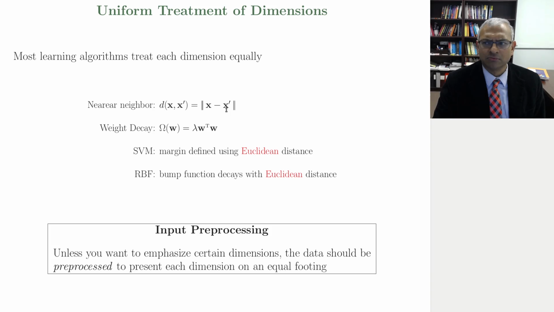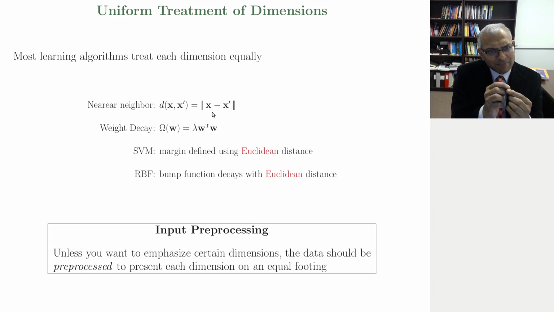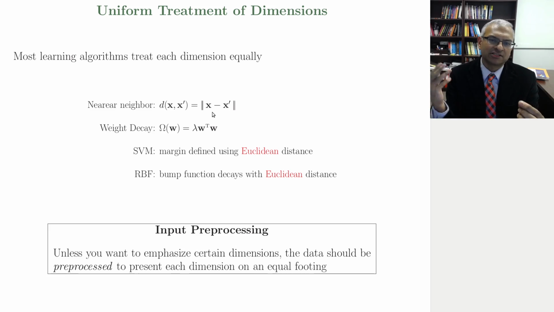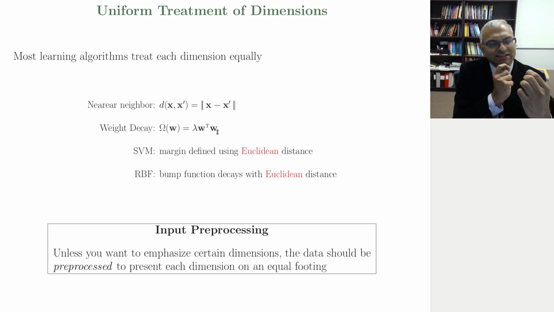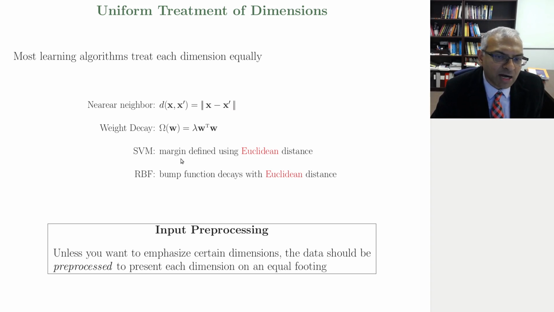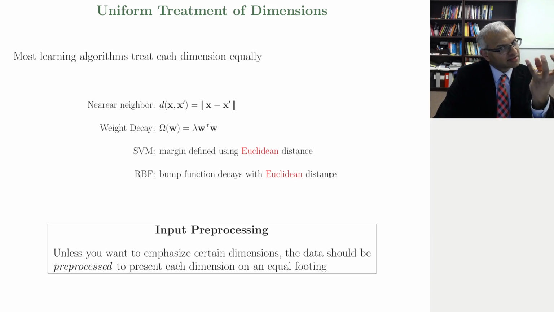Okay. So where's scale here? You see, the Euclidean norm treats every dimension equally. And if you have an arbitrary scale in one of the dimensions, now that dimension can be either underpronounced or overpronounced. Let's look at weight decay. Weight decay is lambda W transpose W. It treats every dimension equally. The support vector machine margin is defined using Euclidean distance, which treats every dimension equally. The RBF bump function is defined using the Euclidean distance as the similarity measure.